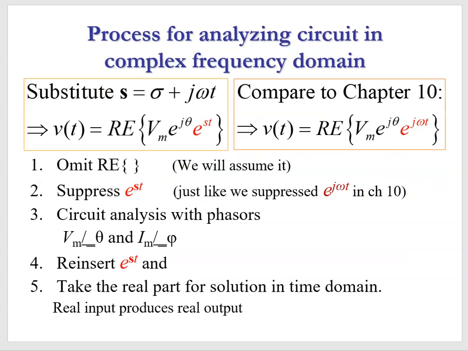So comparing that again to chapter 10, what did we do in chapter 10? Well, we started out by omitting the real part, and we just assume it. Then we suppressed e to the j omega t. So now we'll suppress e to the st, and then we just did our circuit analysis with phasors, where our Vm angle, we used theta typically for voltages and phi typically for currents, just to distinguish. And then in the end, we reinserted the e to the st, took the real part of the solution, and the real part of the solution gave us our cosine. That's why we always use cosine functions.